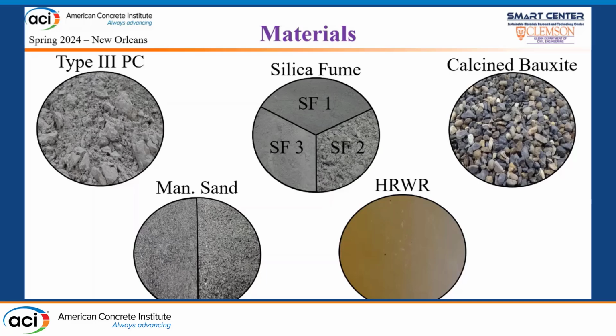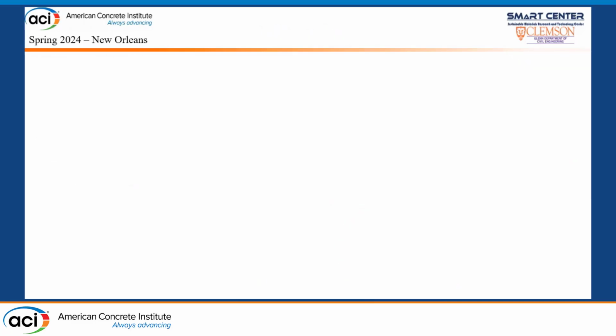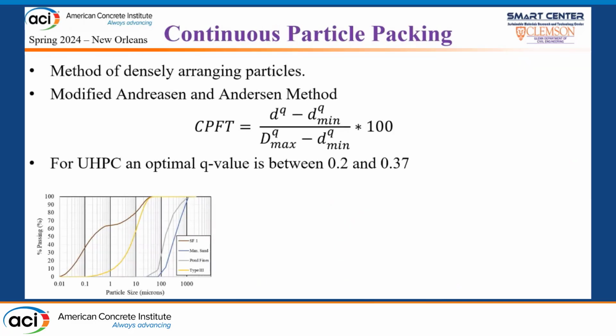And this was just done again to make sure that we were opening quicker. We were working at extended setting times. Now we start to shift over to looking at continuous particle packing to make sure that we had repeatable UHPC mixes as a methodology to kind of help those consumers when they're making their own.